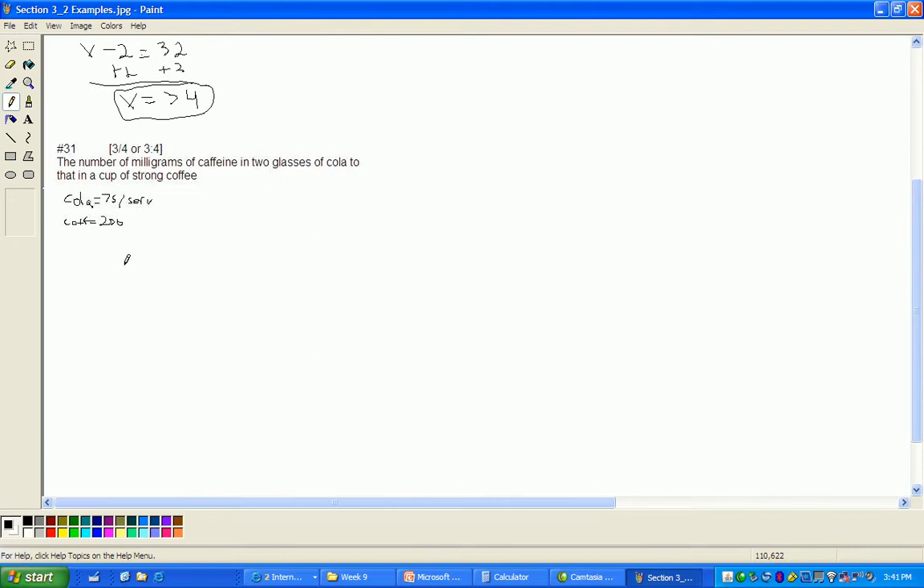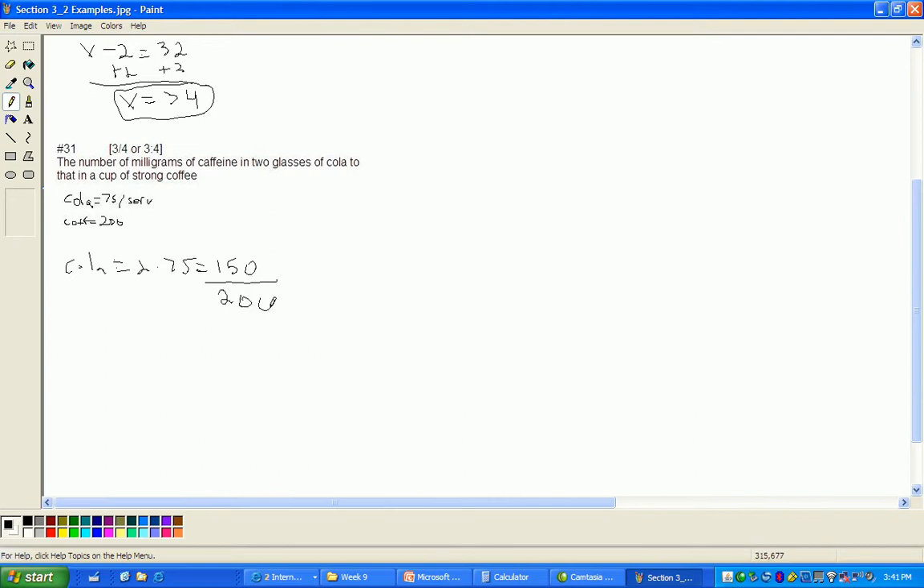So 2 glasses of cola means our total cola caffeine is going to be 2 times 1 serving, which is 75, which is going to be 150 milligrams of caffeine. "To" means the division sign, that of a strong cup of coffee, and coffee has 200. So now we have 150 to 200, or 150 divided by 200.